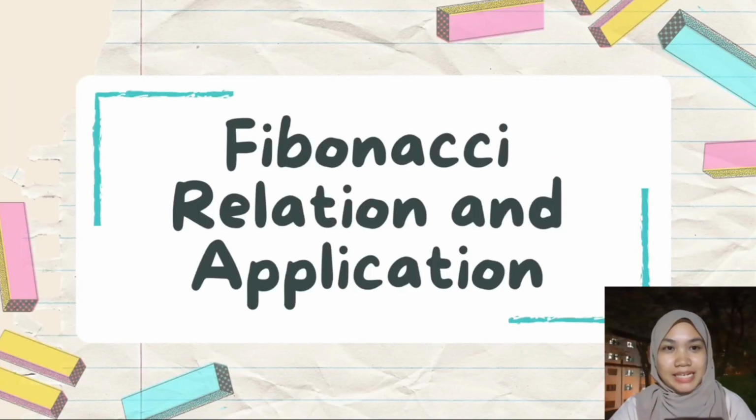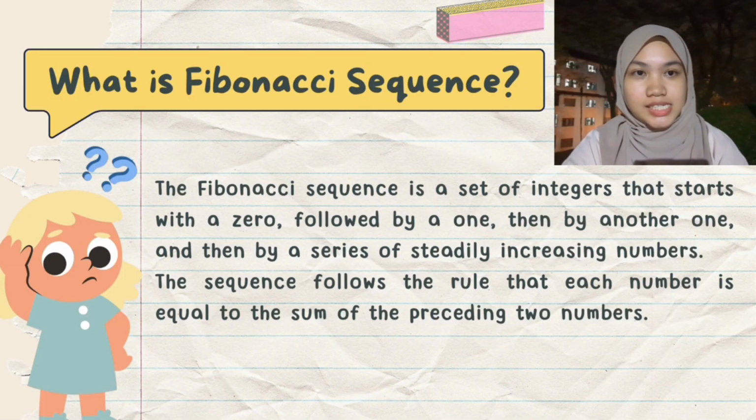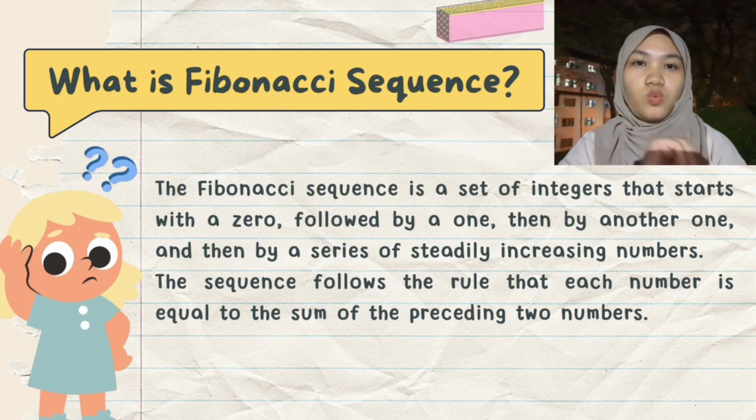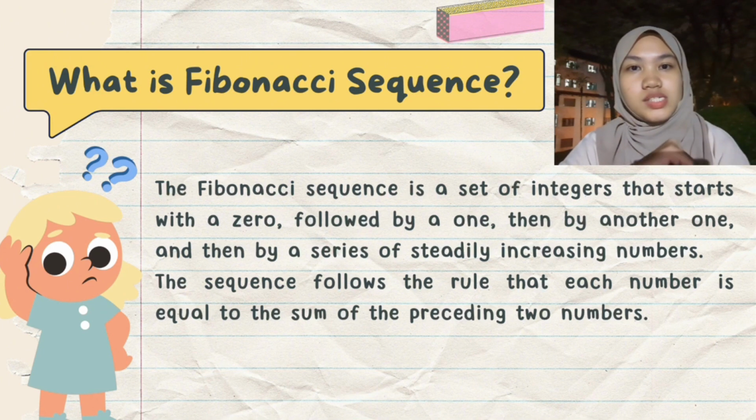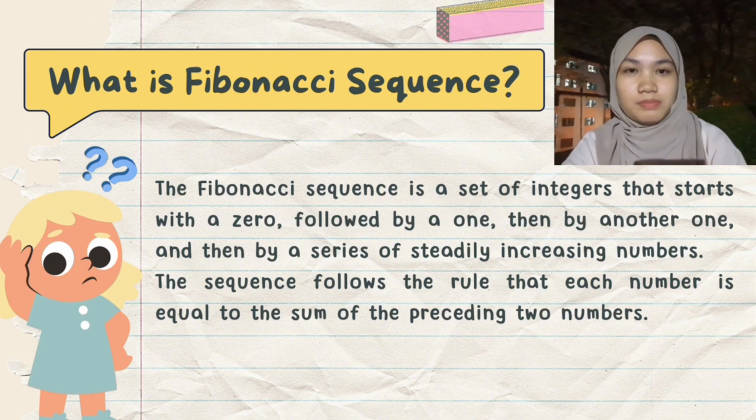Okay, now I will explain about Fibonacci relation and application. So what is exactly the Fibonacci sequence? The Fibonacci sequence is a set of integers that starts with a 0, followed by a 1, then by another 1, and then by a series of steadily increasing numbers. The sequence follows the rule that each number is equal to the sum of the preceding two numbers.